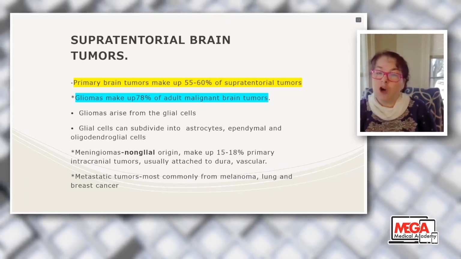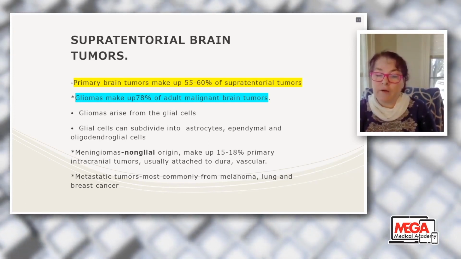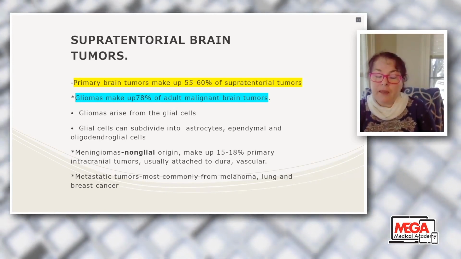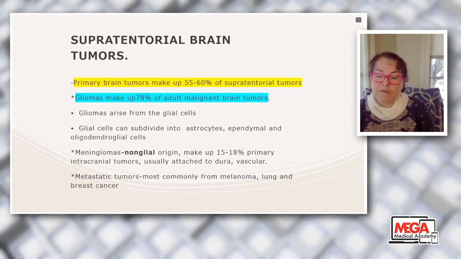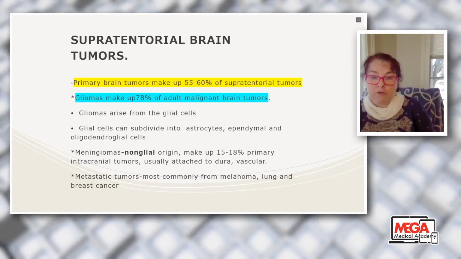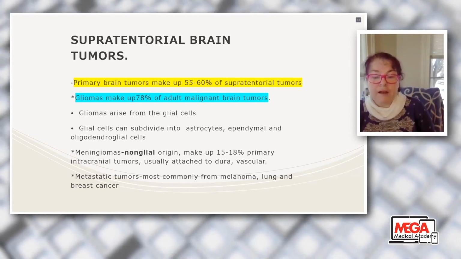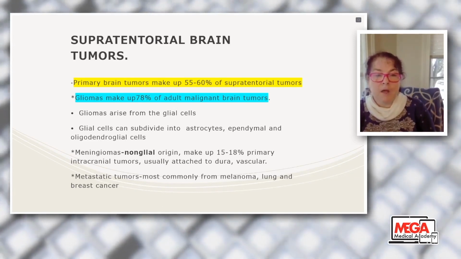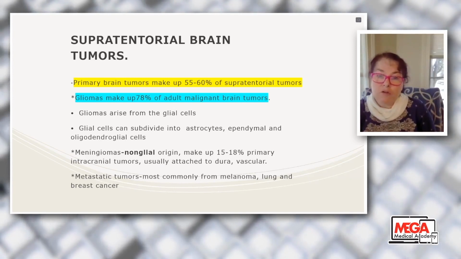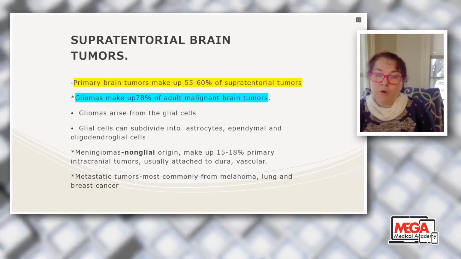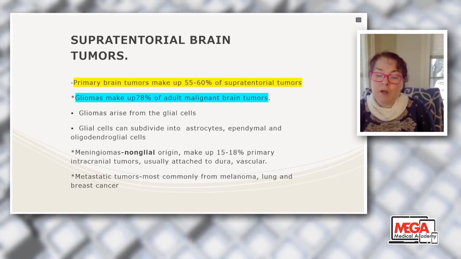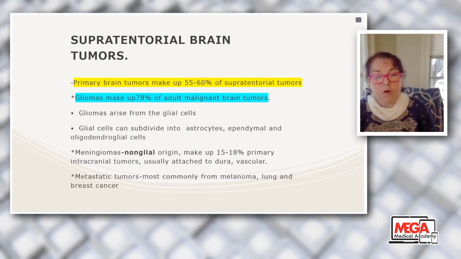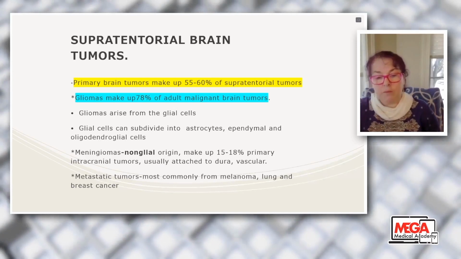There's also meningiomas that can occur in the supratentorial area. These are of non-glial origin, and they make up about 15 to 18% of primary intracranial tumors. They're usually attached to the dura, and they're usually vascular tumors. There's also metastatic tumors that occur in the brain. Most commonly, these will be from melanoma, lung cancer, and breast cancer, although other types can occur also.